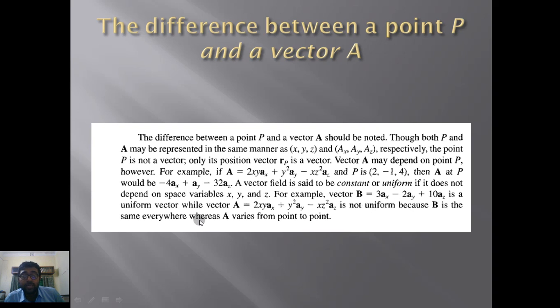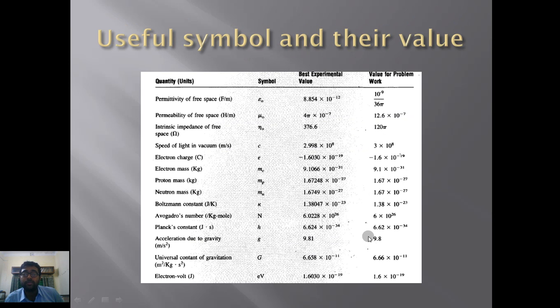Because B is the same everywhere, whereas A varies from point to point, because vector B has been described with this, where no arbitrary point has been included. So if no point has been included, the vector B will be constant or uniform at every point. But in case of A, it has not been applied. So after that, we will go to the next slide.